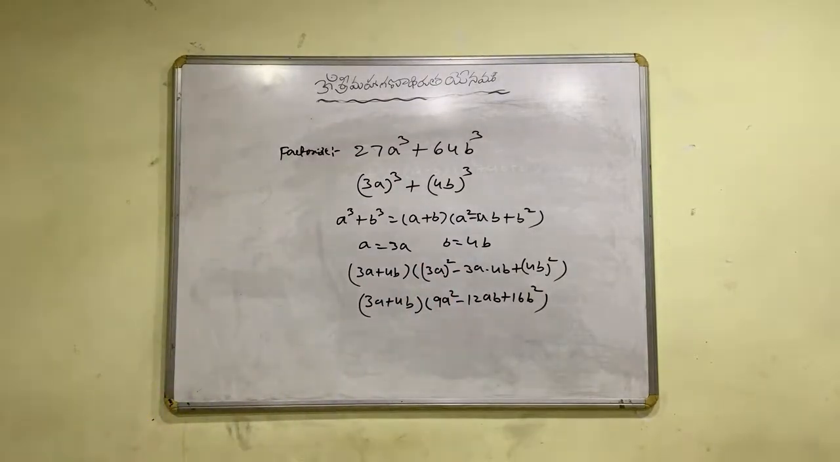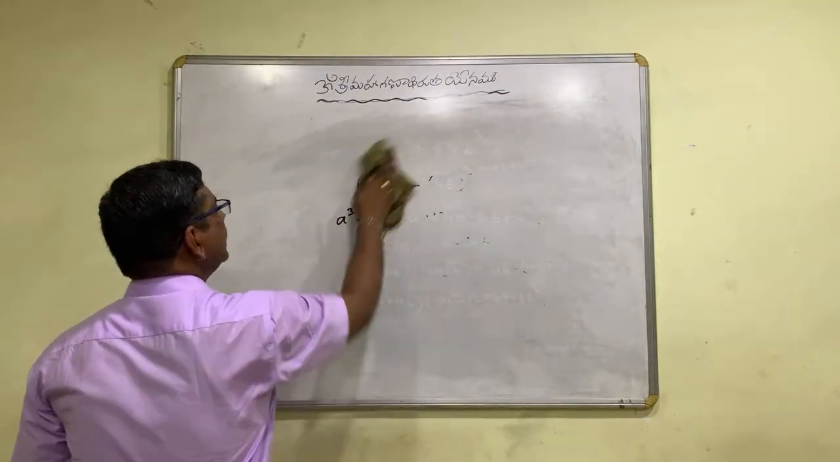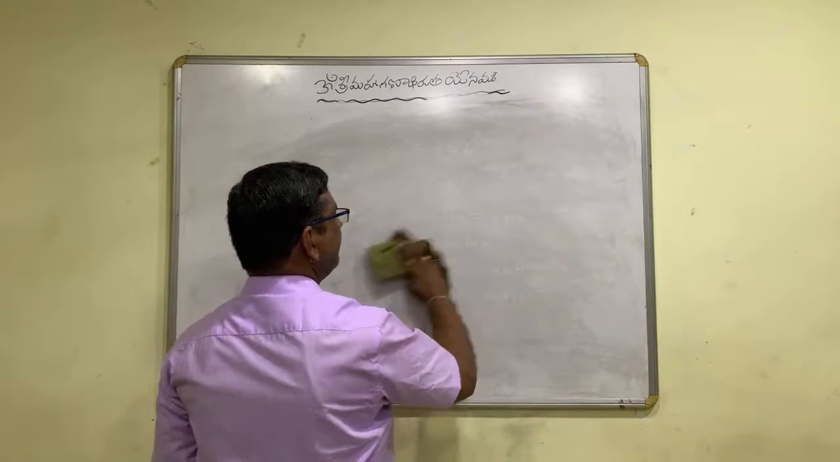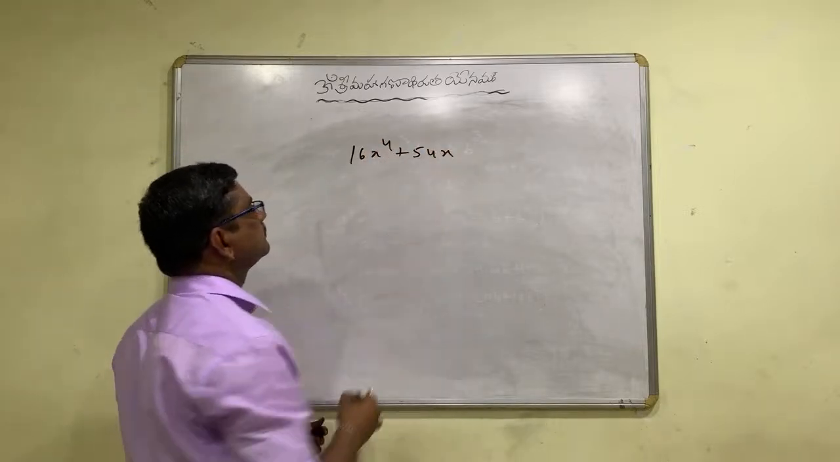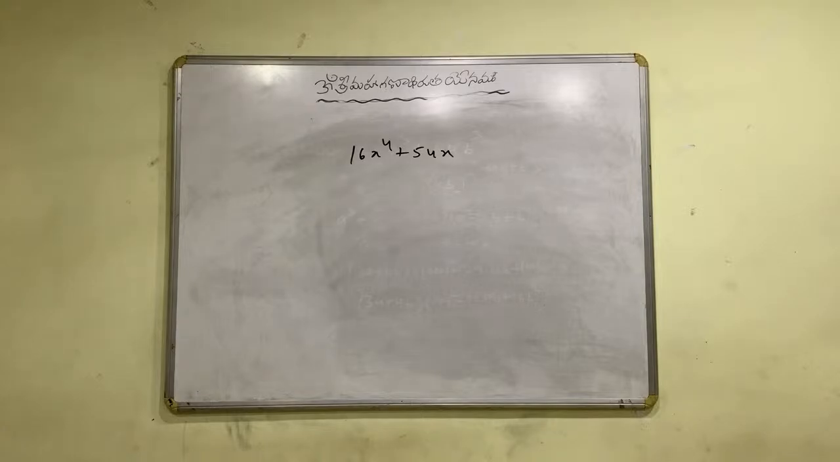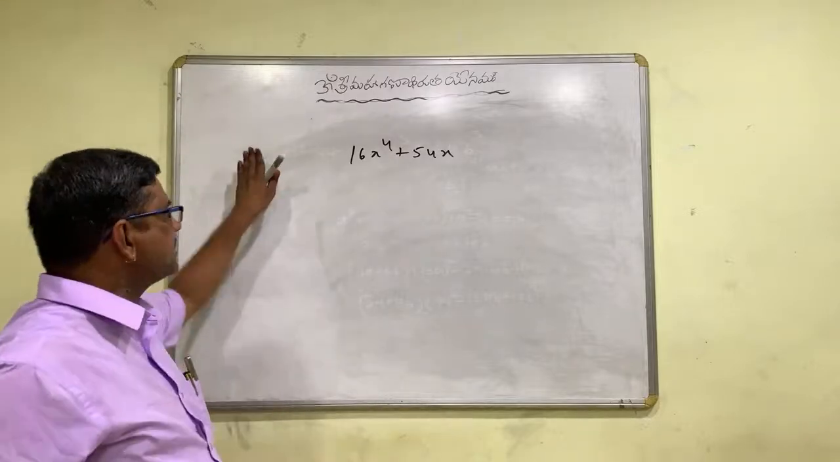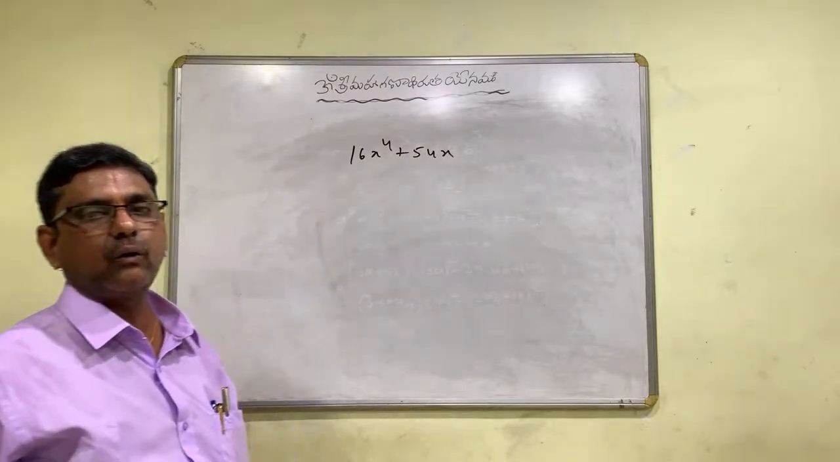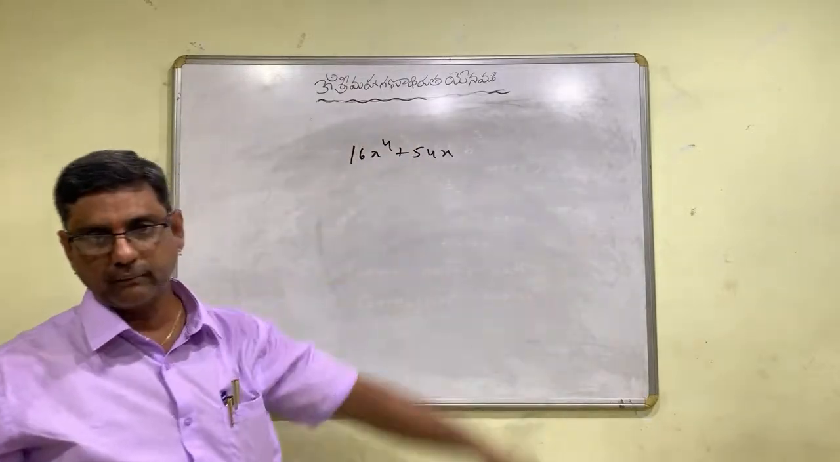Now we will move on to a little bit harder ones. Don't worry, I am here. The next question I am going to take is 16x power 4 plus 54x. Factorize. Every problem that we are going to deal with today is factorization only. We just need to factorize this polynomial.